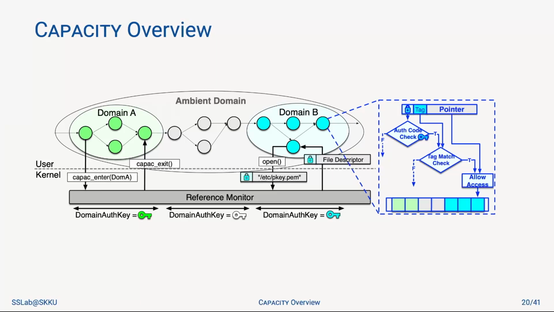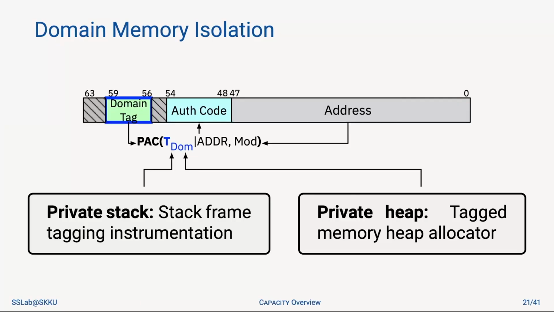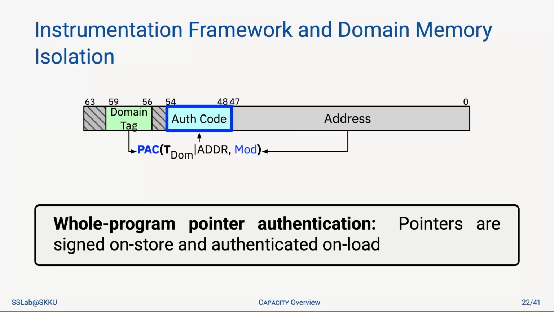Our instrumentation framework and runtime allocator ensure that all user space pointers are tagged and signed using PA and MTE. For the stack memory, we introduce an instrumentation framework to tag the function stack frame, and we also introduce a memory allocator that returns tagged memory and pointers. On those tagged pointers, we perform whole-program instrumentation that signs pointers before they are stored into memory and authenticates them when they are loaded from memory into a register.